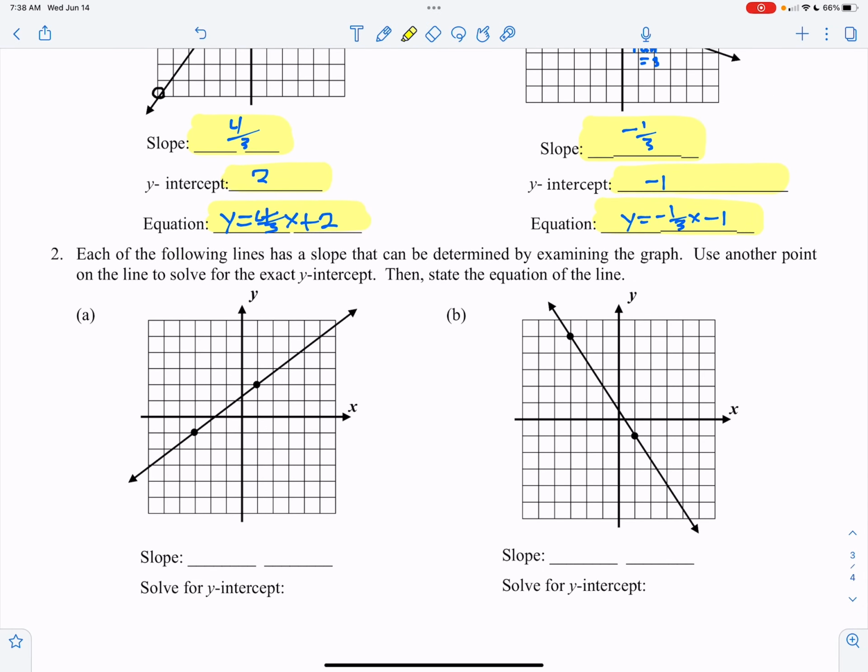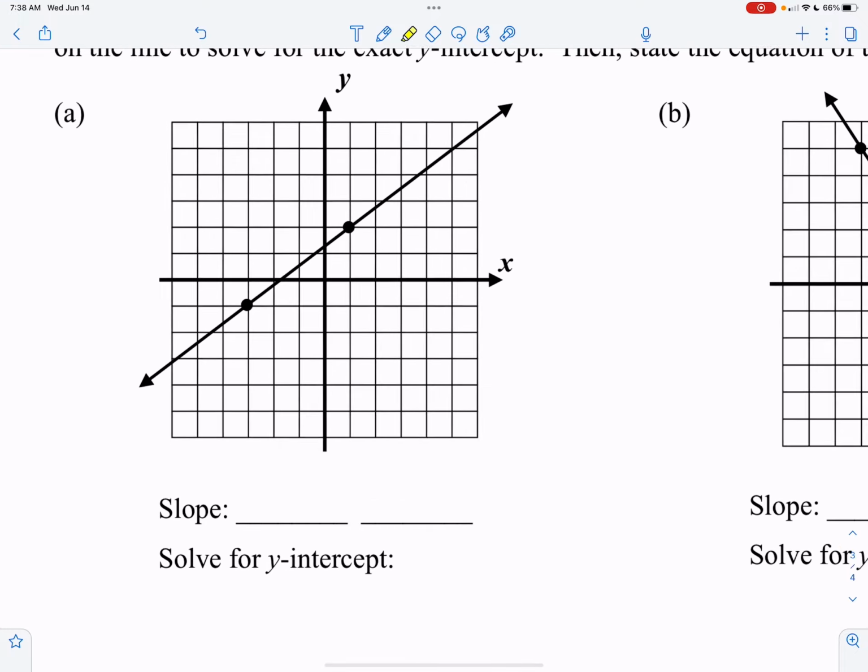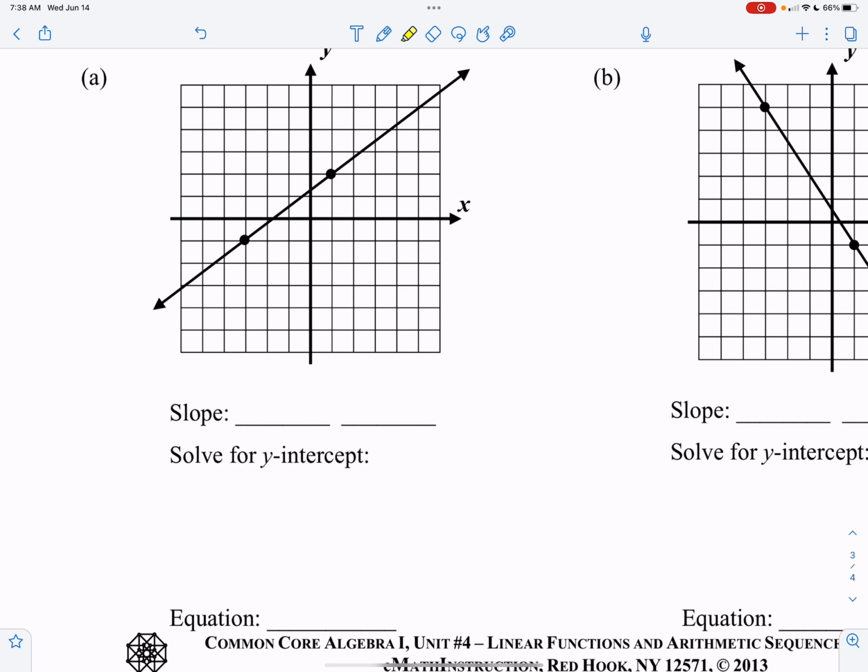Number 2, each of the following has a slope that can be determined from the graph. Use another point on the line to solve for the exact y-intercept. Then state the equation of the line. Okay. So what we're going to do is find the y-intercept by doing the following. I'm going to pick one of these 2 points that are here. I could even pick this point or this point if I wanted to, but I'm going to use the point that they give us.